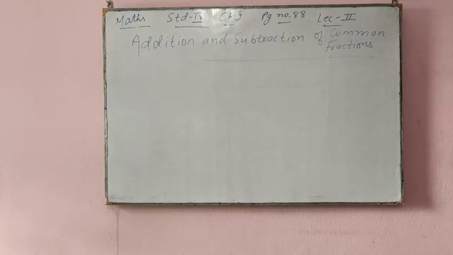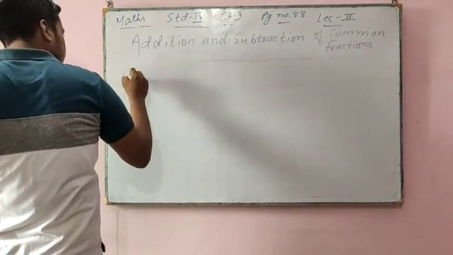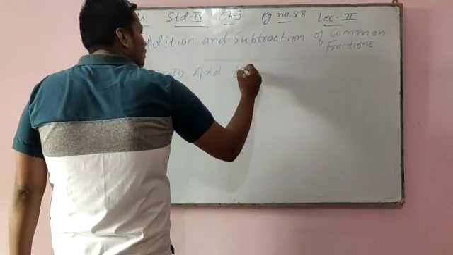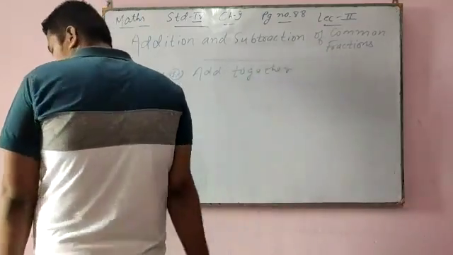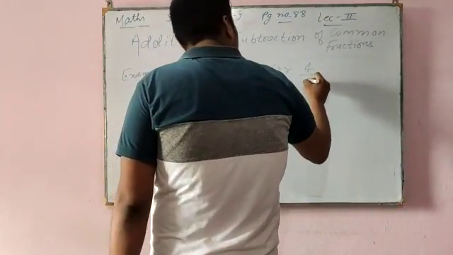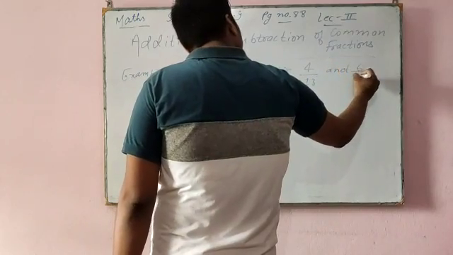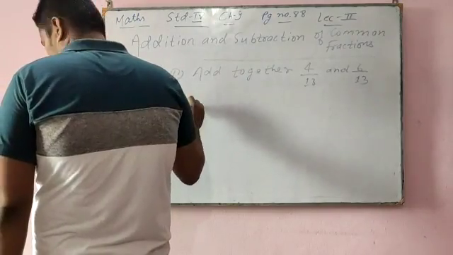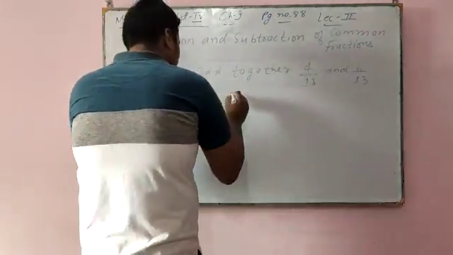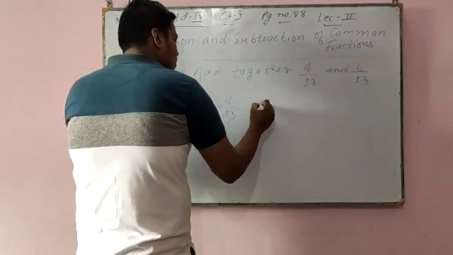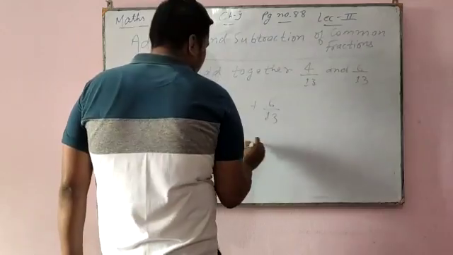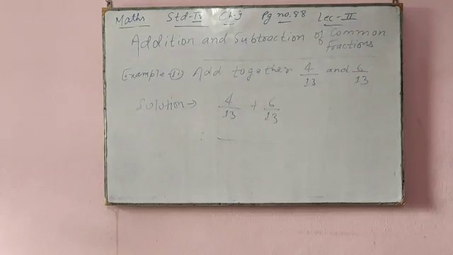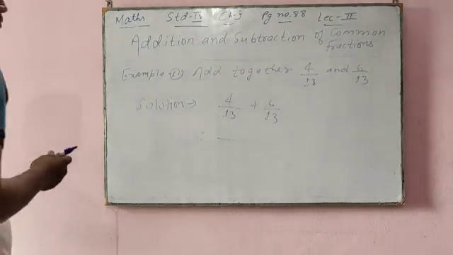So example number 1: add together 4 by 13 and 6 by 13. Come to the solution. See, 4 by 13 plus 6 by 13. Here you will see the numerator is different but the denominator is the same.